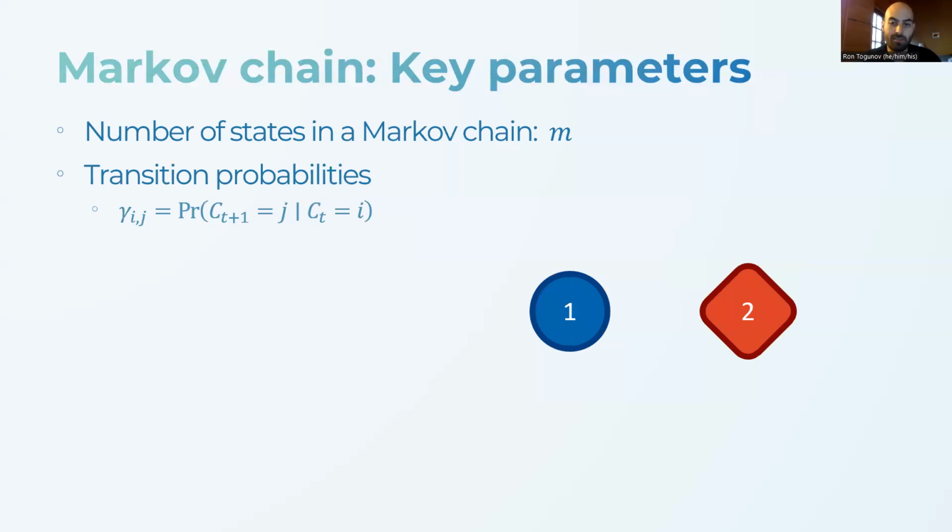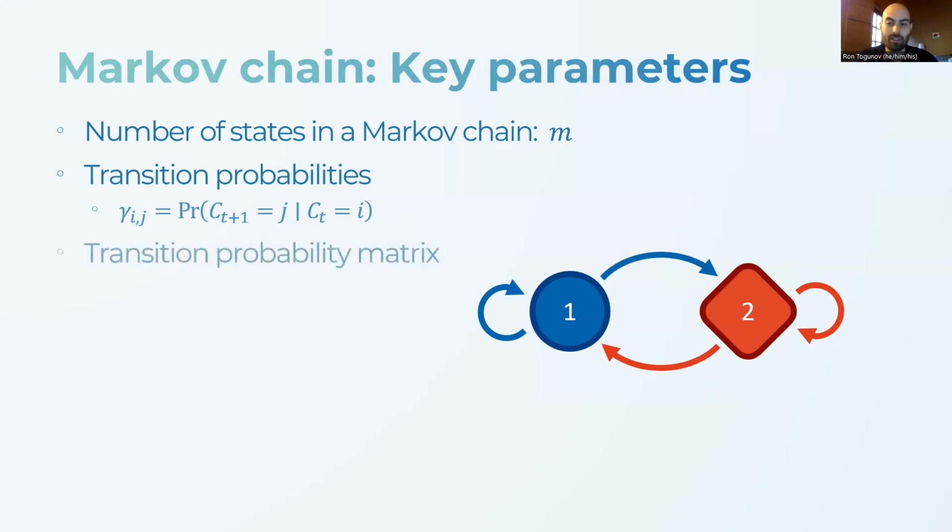In a basic hidden Markov model, we must estimate a gamma for staying within each state and a gamma for all the possible transitions among the states. In the case on the right, we would have 4 parameters: staying within the state and transition. All gammas can be represented in what's called the transition probability matrix.